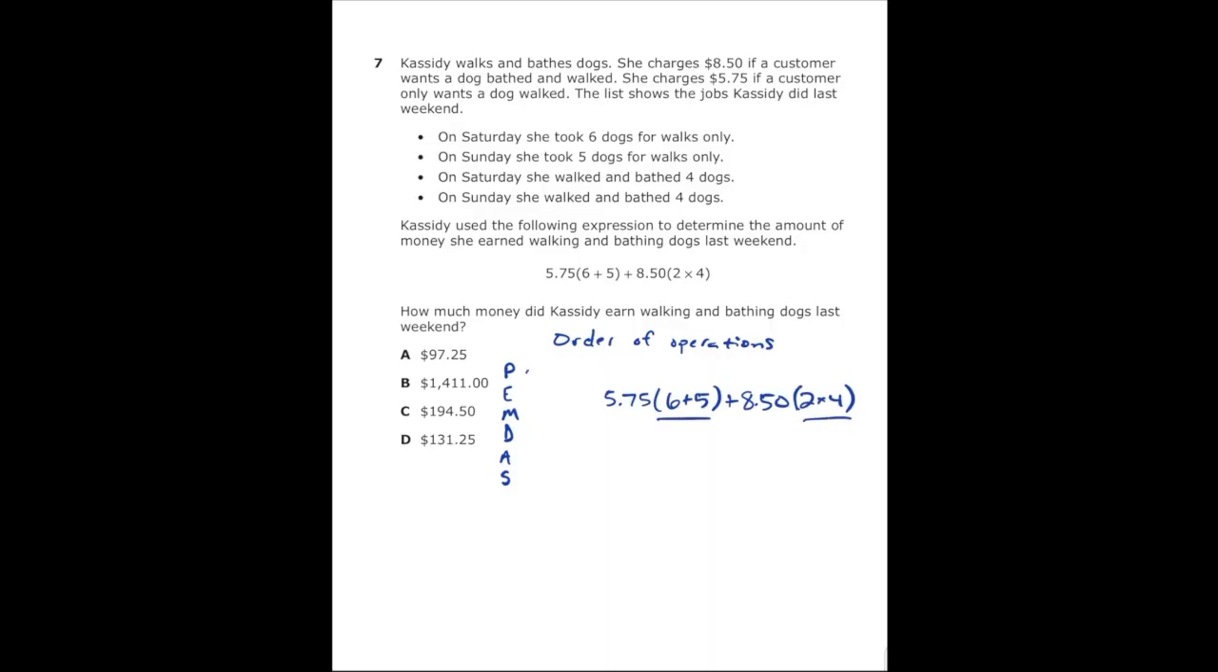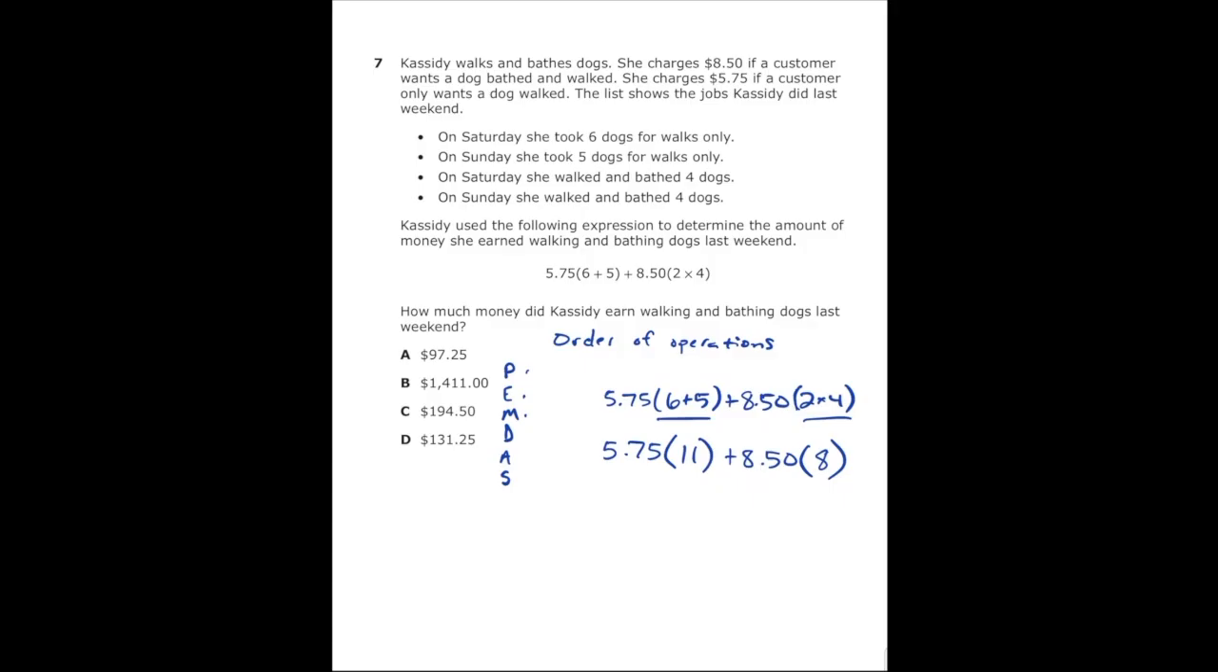So first I'm going to do 6 plus 5, and that's going to turn to 11. And then 2 times 4 inside the other parentheses is going to be 8, so I'm going to change it to 8. So now we have 5.75 times 11 plus 8.50 times 8. So we don't have any exponents, so we can skip letter E. Letter M is multiplication, so we're going to do it next.